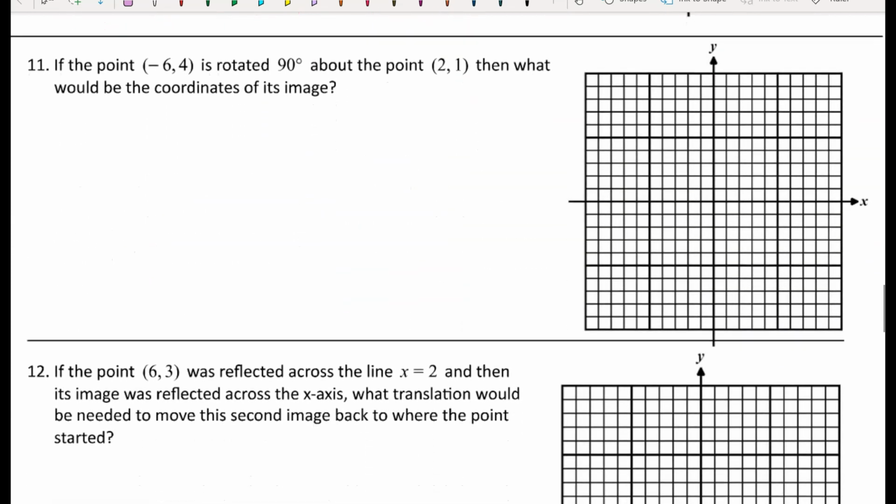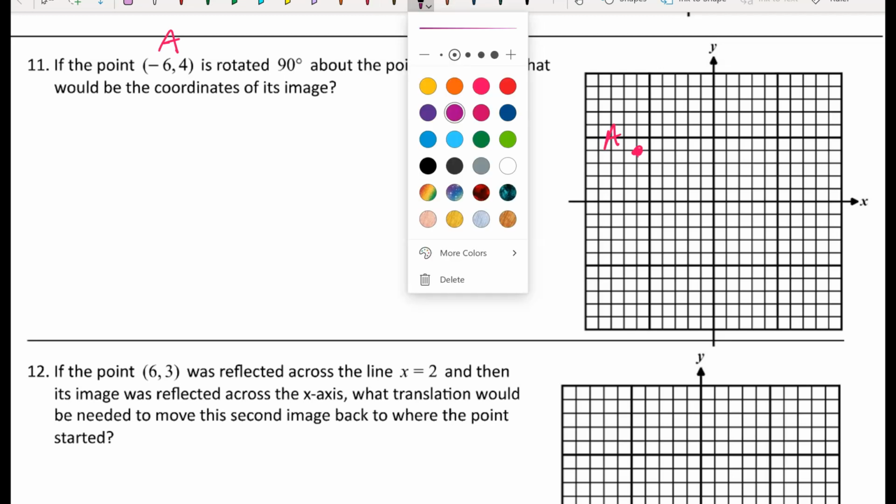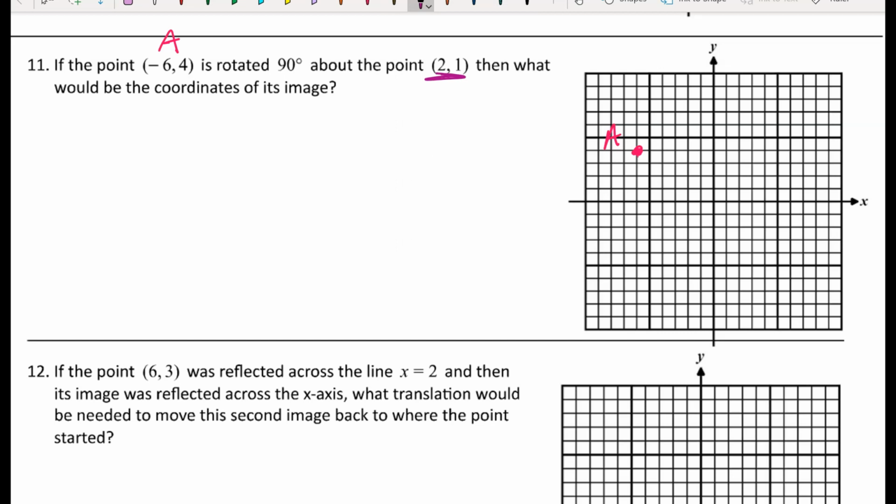For number 11, if the point -6, 4 is rotated 90 degrees about the point 2, 1, then what would the coordinates of its image be? This is going to be one of the trickier ones on here, so I'm just going to start by plotting that. To help myself out, I'll label it as A. And I want to rotate it around 2, 1. That's my center of rotation. 1, 2, up 1. I'm going to call that R for rotation.